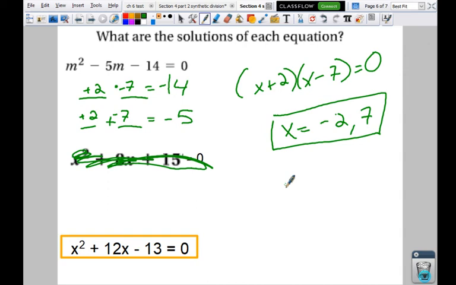Alright, do this bottom one on your own. X squared plus 12x minus 13. It multiplies to the end, adds up to the middle. So multiply to negative 13, adds up to 12.